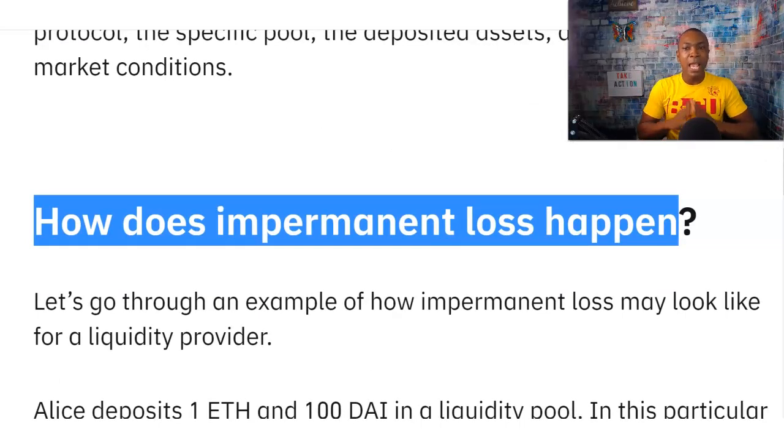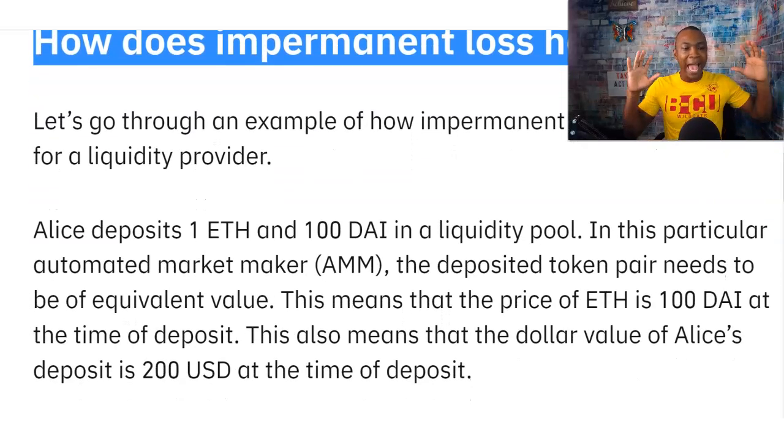How does impermanent loss happen? And I like this article from academy.binance, or Binance with the Z at the end. Okay, here's an example. Our friend Alice deposited 1 Ethereum and 100 DAI in the liquidity pool, pairing them up together. In this particular automated market maker, AMM, the deposited token pair needs to be of equivalent value. This means that the price of Ethereum is 100 DAI at the time of the deposit.